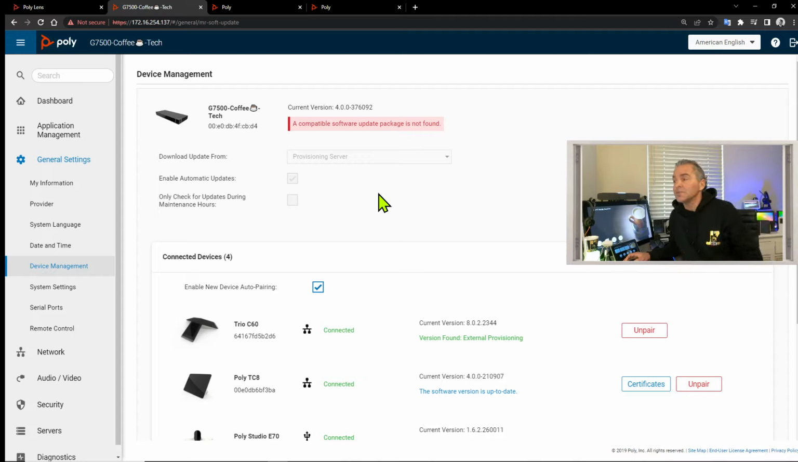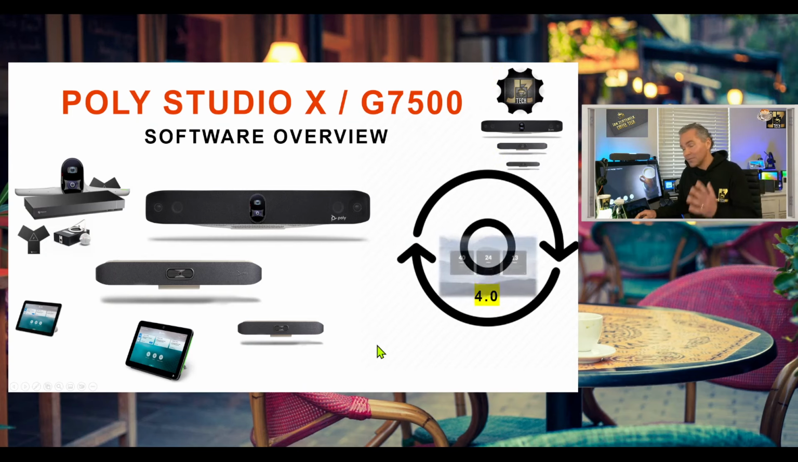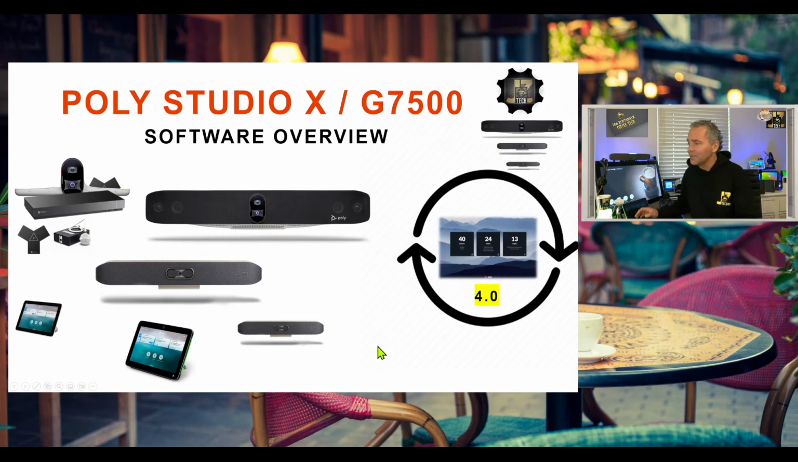All right, let's get back to the presentation. So there's a lot of good stuff in here. So the 4.0, as I said, controlled release first through the PolyLens platform, because there it's the easiest to have good control on the release.